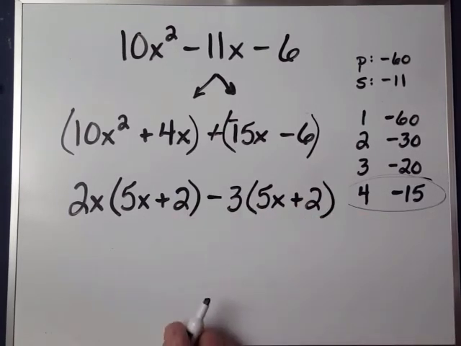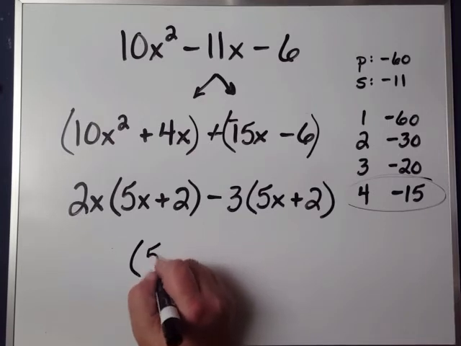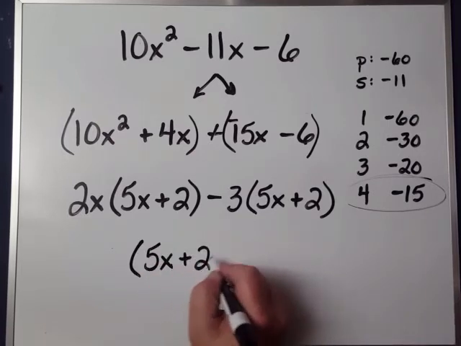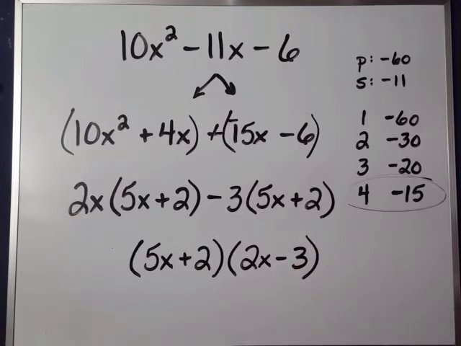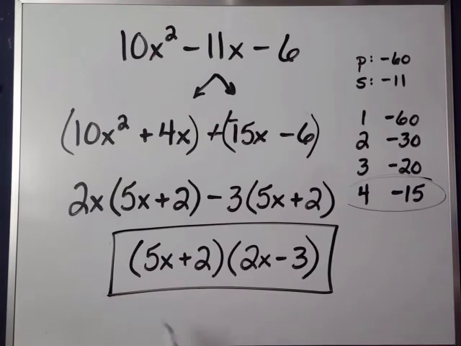And I do have binomial factors that match. Factor out that 5x plus 2, leaving 2x minus 3. Same answer we got before. Doesn't have to be in the same order. Multiplication is commutative.